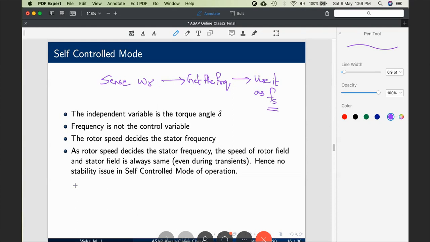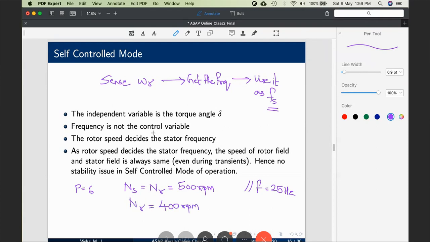Let's say we have a 6-pole machine. NS is same as NR at 500 RPM. So which means your frequency is 25 Hertz. Assume that you load the machine. Suddenly you load the shaft of the machine. What happens is that your rotor speed now is 400 RPM.